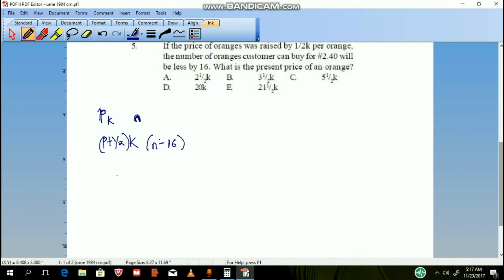Now the price initially is 2 naira 40 kobo, which if we multiply it by 100, since 100 kobo make a naira, we will have 240 kobo. It therefore implies that the total cost before is 2 naira 40 kobo. So if I want to get the total price, the price of an orange times the number of oranges will give me 2 naira 40 kobo initially.